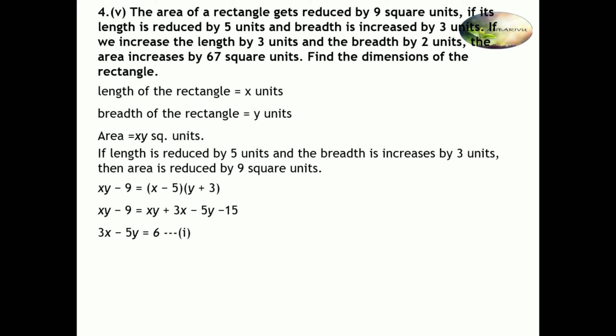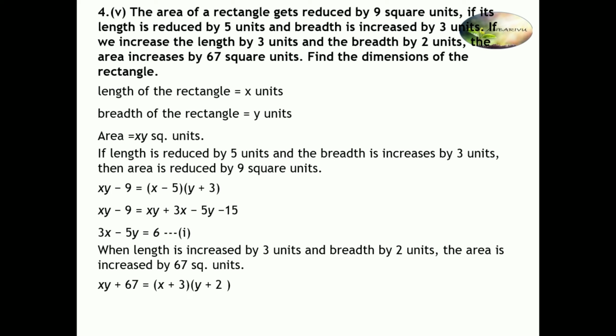When we come to the second case, here the area is going to be increased by 67 square units, when the length is increased by 3 units and breadth is increased by 2 units. Then the area is going to increase by 67. xy plus 67 is equal to, length is x plus 3, breadth is y plus 2. If I multiply, I get xy plus 67 is equal to xy plus 2x plus 3y plus 6. Then after simplifying, I get the equation 2x plus 3y is equal to 61.